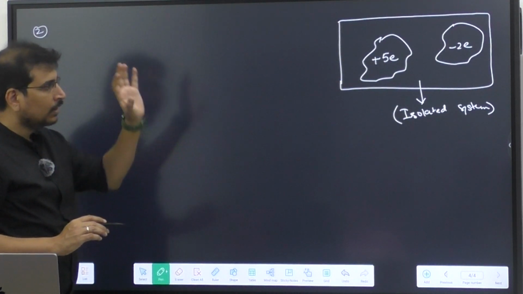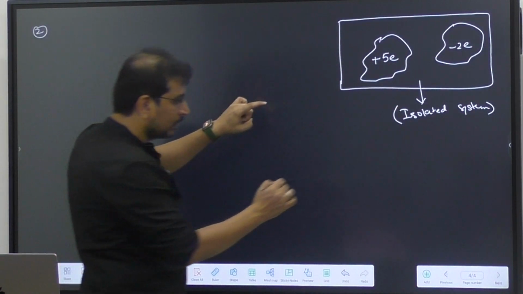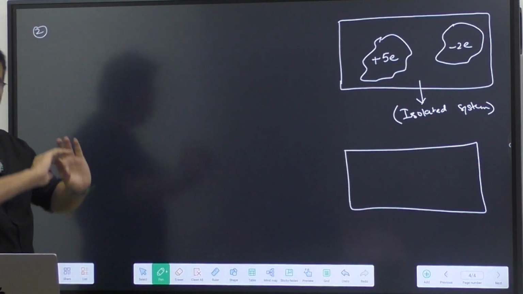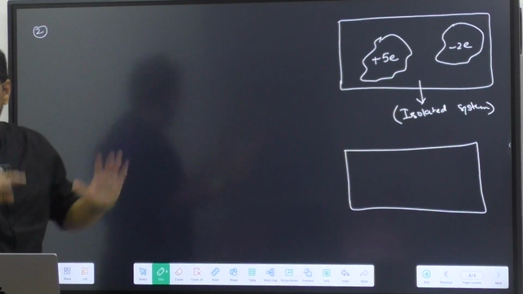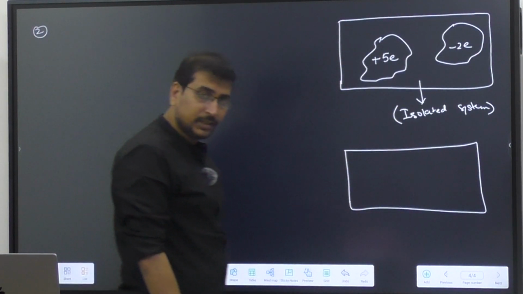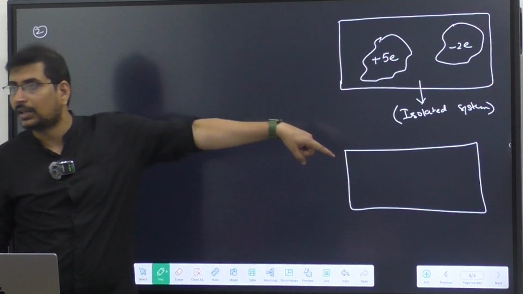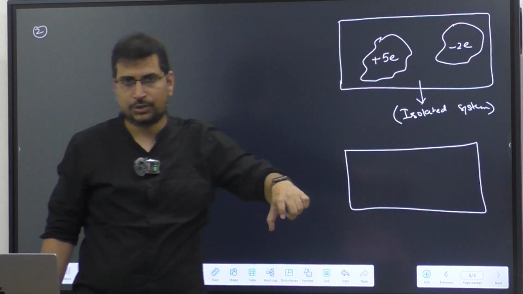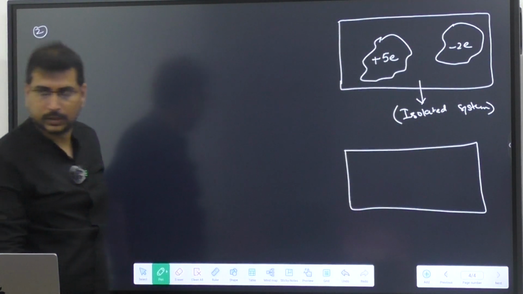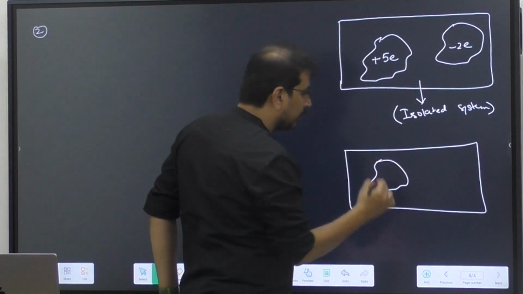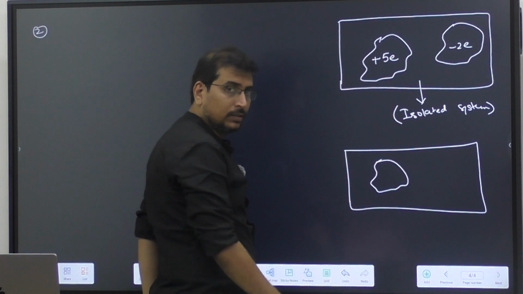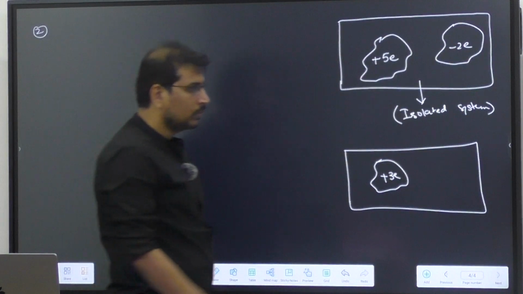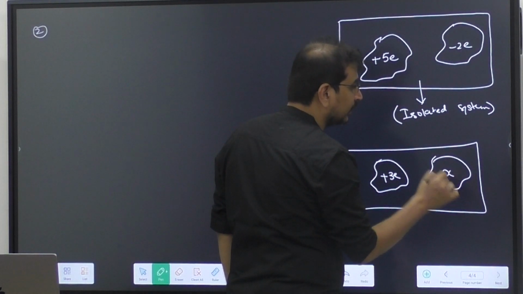Now what I'm doing is, I'm taking these two charges in the isolated system. I am bringing them in contact and moving them aside. Brought and taken away. So what is happening? After contact, there will be redistribution of charge. Means the charges get transferred from one to another. If that is the case, let's say that the first material here has now become plus 3e. Now, what would be the charge on the second is what my question is.